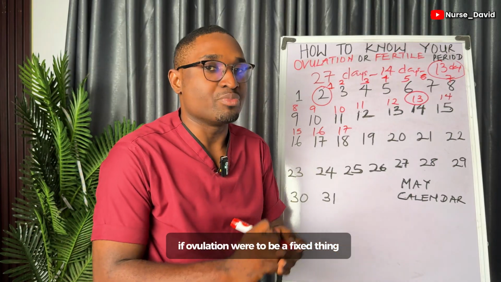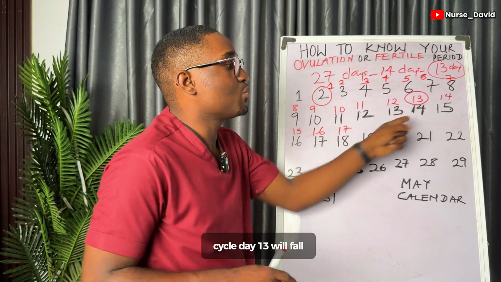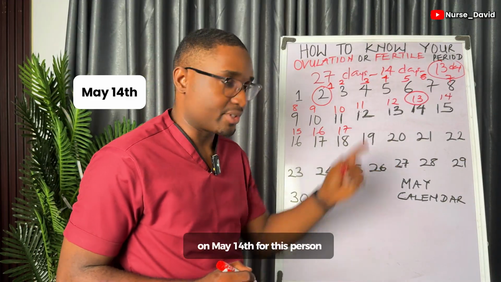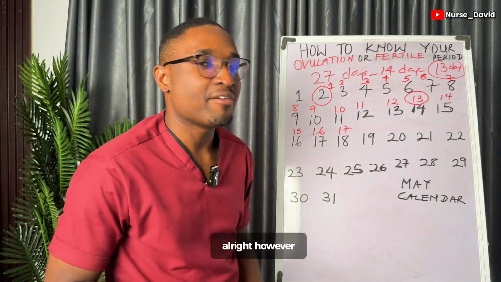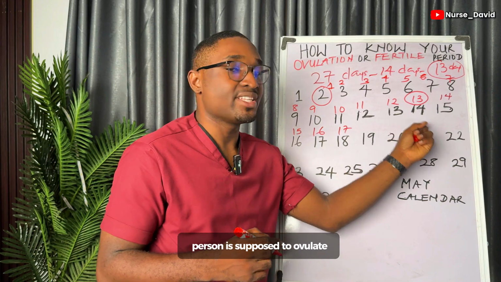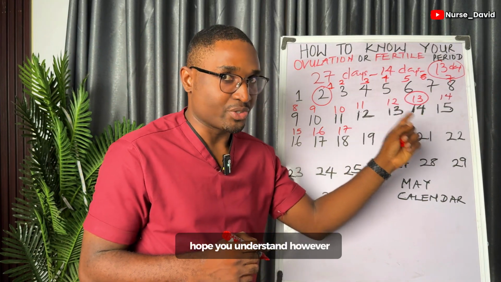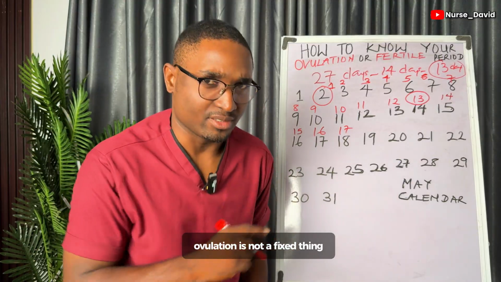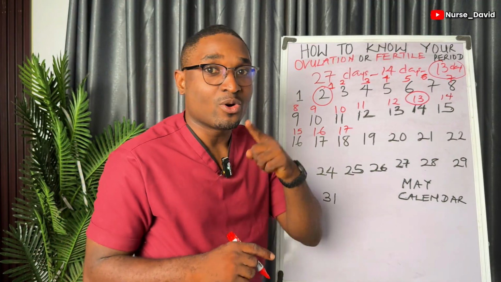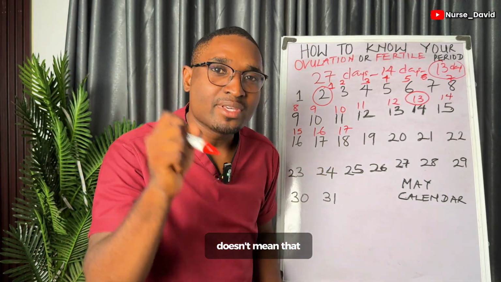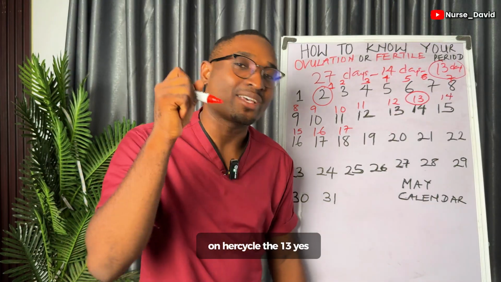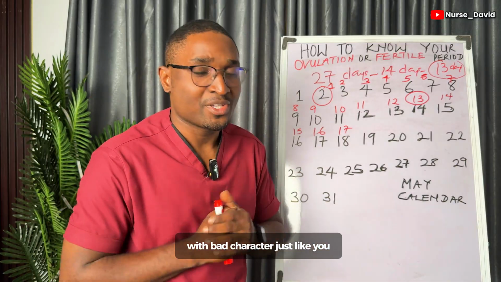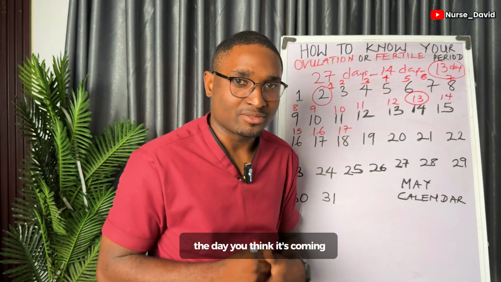If ovulation were a fixed thing, cycle day 13 would fall on the 14th of May for this person, meaning this person is supposed to ovulate on cycle day 13. Hope you understand. However, ovulation is not a fixed thing. Just because we have cycle day 13 here doesn't mean this person must ovulate on cycle day 13. Ovulation is somebody with bad character, just like you. It doesn't come the day you think it's coming.